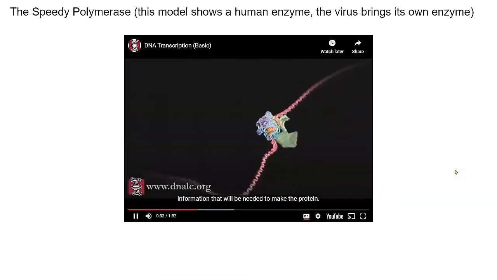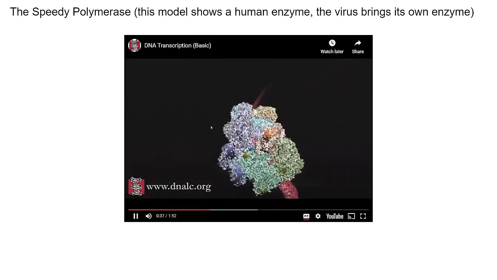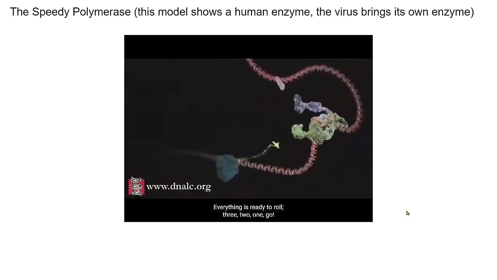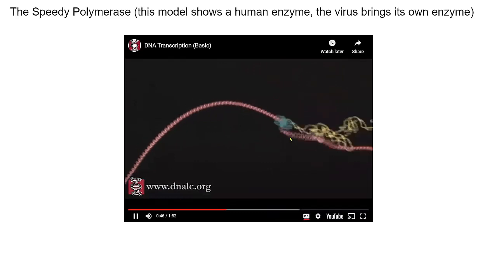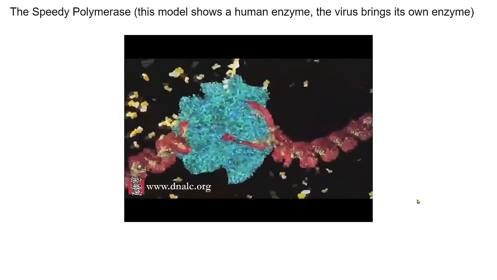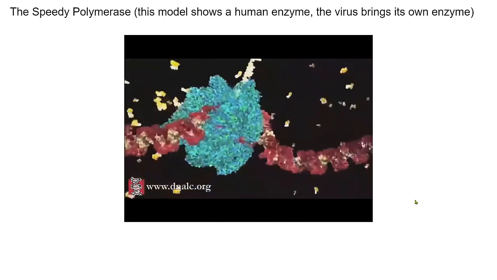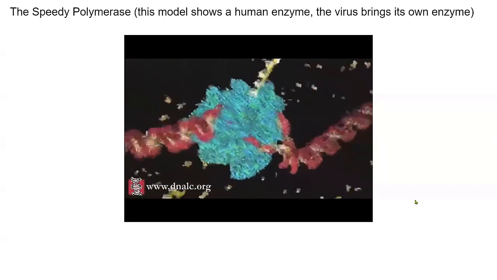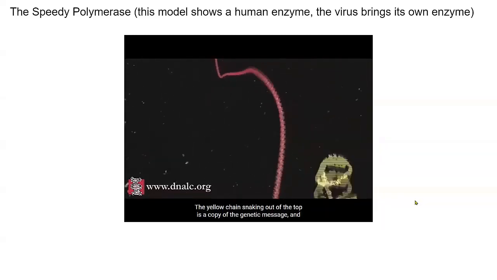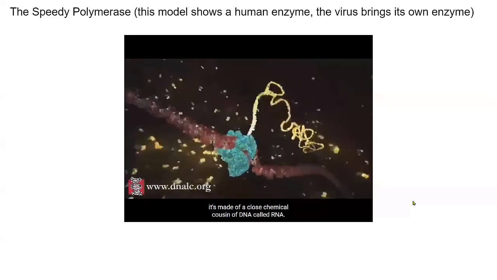Process, reading off the information that will be needed to make the protein. That's the enzyme. Everything is ready to roll. 3, 2, 1, go. And there it goes. The enzyme molecule racing along the DNA is reading the gene. It's unzipping the double helix and copying one of the 2 strands. The yellow chain snaking out of the top is a copy of the genetic message, and it's made of a close chemical cousin of DNA called RNA.